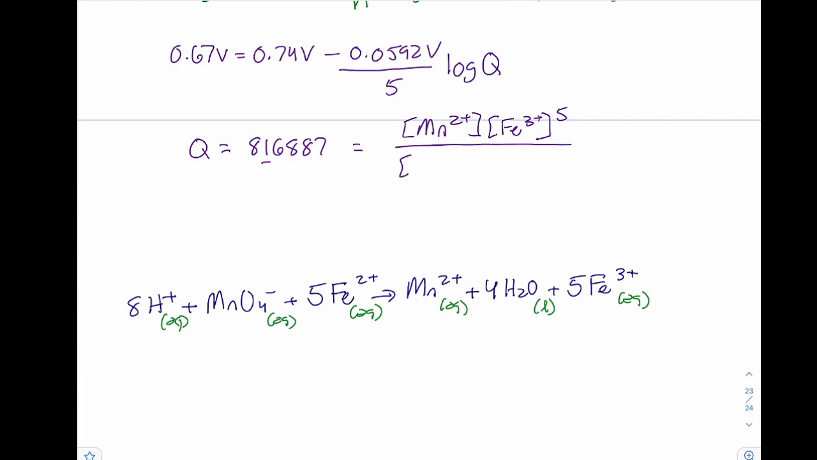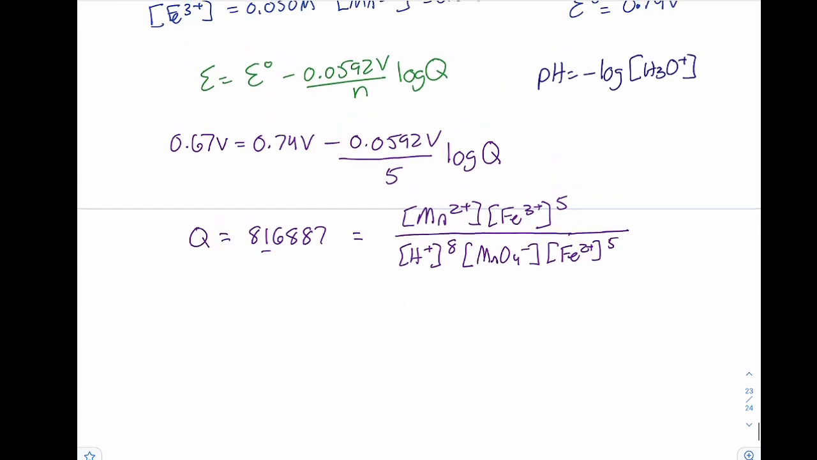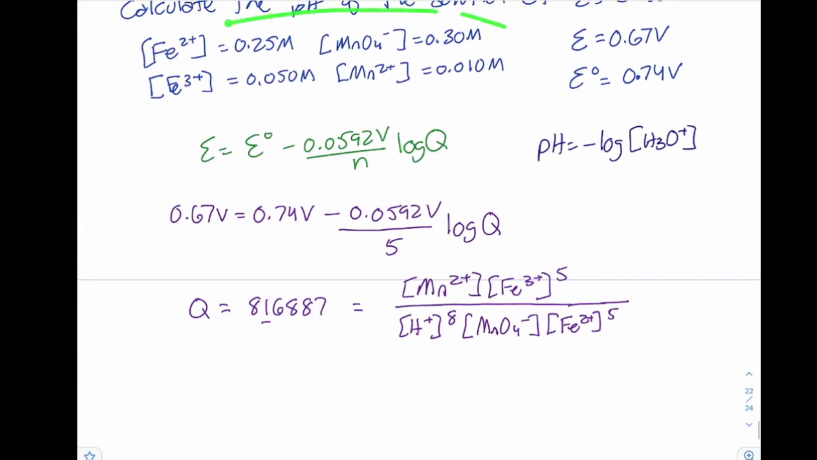And then that's going to be over the concentration of hydronium ions raised to the 8th power, because I have 8 moles, multiplied by the concentration of MnO4 minus, and then the concentration of iron 2 plus raised to the 5th power. So we're going to then plug in all of our values for those. I don't need this anymore, so I'm just going to get it out of the way. Those values were all given to us here, with the exception of our unknown.